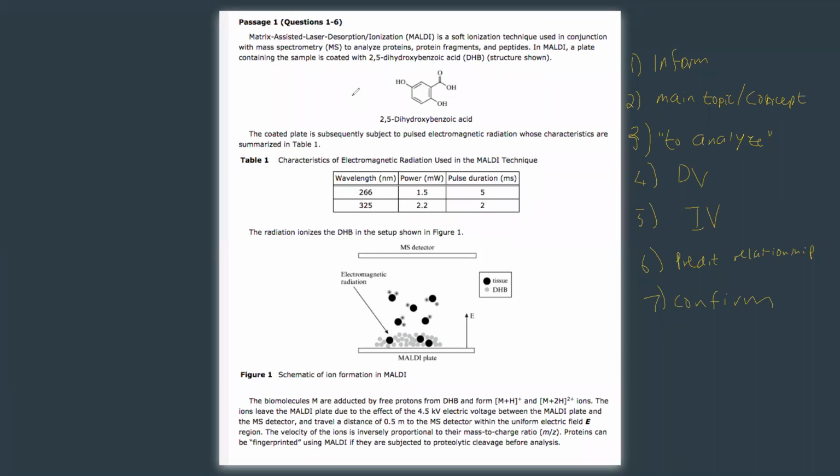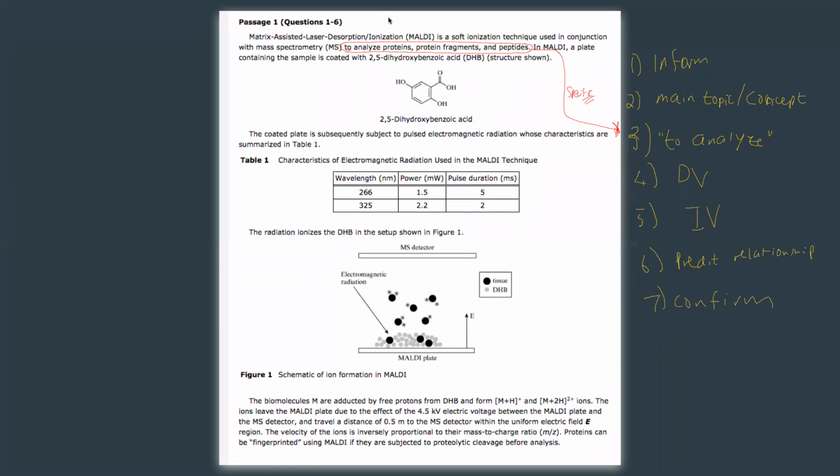In the first paragraph, the thing I would highlight is where it says to analyze proteins, protein fragments, and peptides. Why would you do that? Because that's telling us what they're looking at, and specifically what MALDI might be doing. Cool. They told us the main topic or concept. They're ultimately going to try and figure out something about those peptides. We don't know what it is. Is it the mass? Is it the charge? Is it the shape? We're not sure yet, right?